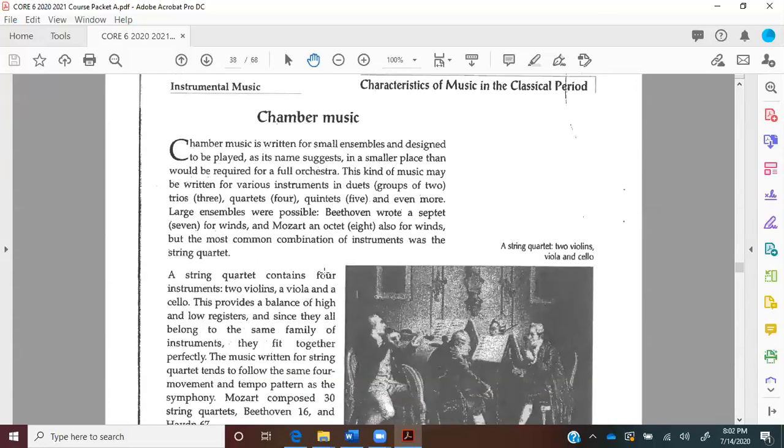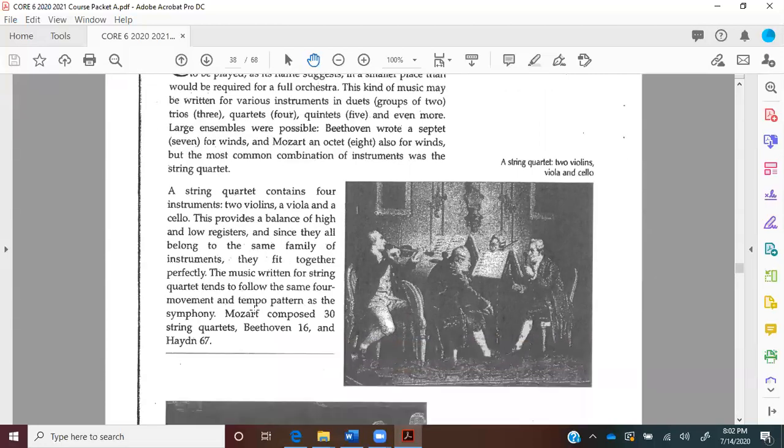Chamber music is written for small ensembles and designed to be played, as its name suggests, in a smaller place than would be required for a full orchestra. So a chamber is like a room. This kind of music may be written for various instruments in duets, trios, quartets, quintets, and even more. Large ensembles were possible. Beethoven wrote a septet for winds, and Mozart an octet, also for winds. But the most common combination of instruments was the string quartet. And of course, that's the piece that we're looking at with Haydn, is the string quartet.